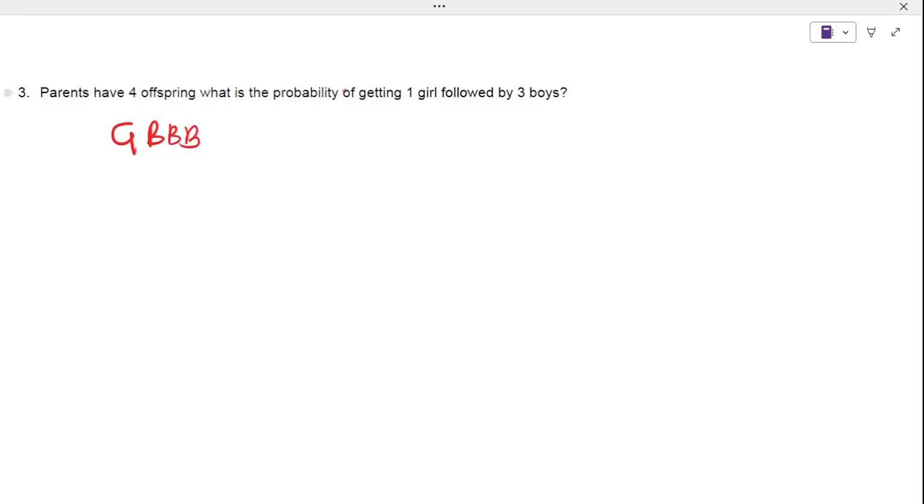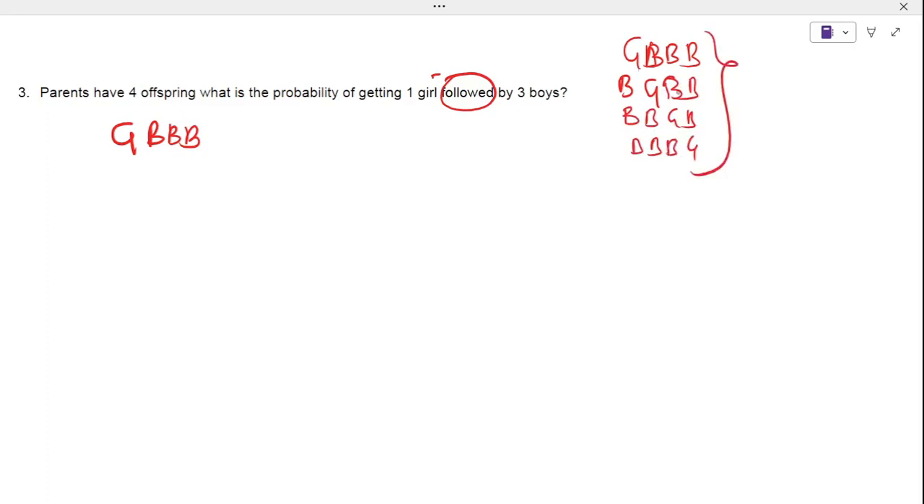If the sentence varies, you can see in CSIR examination and other examinations, if this sentence is not given, that means randomly it is given. Parents have 4 offspring, and what is the probability of getting one girl and 3 boys? In that case, you need to go for G, B, B, B, because girl followed by 3 boys, or girl may be in the middle: boy, girl, boy, boy, or boy, boy, girl, boy, or boy, boy, boy, girl. Like that, you need to go for this probability if the sentence is not given like this. Followed by 3 boys is specific. Because of that, I am going with this formula.